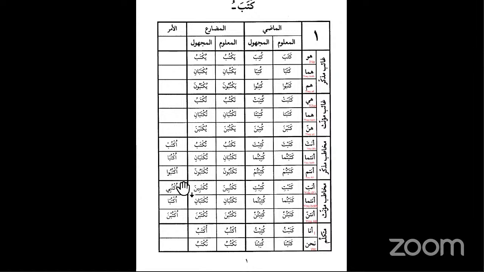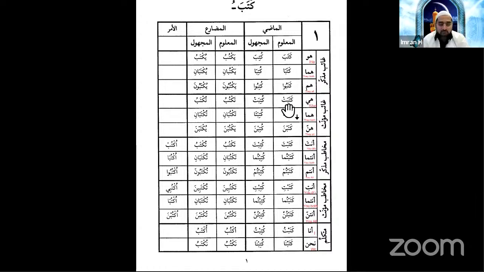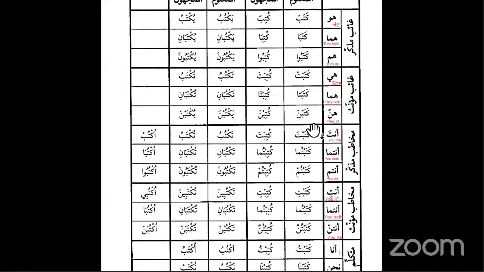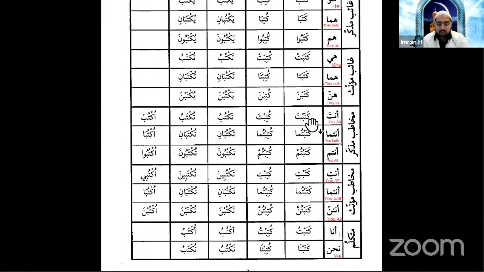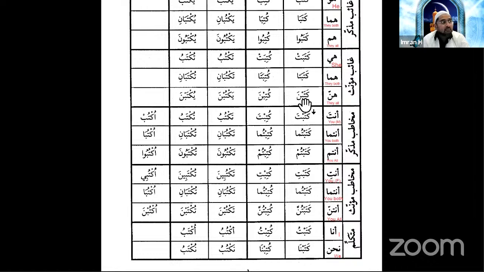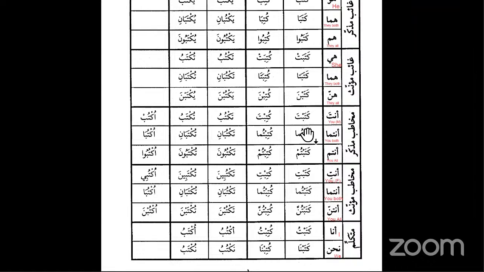So katabu, that's they all wrote. Katabat. She wrote. Katabata. They both wrote. Correct, that's female. Katabna, they all wrote. Right. Katabta, you wrote.